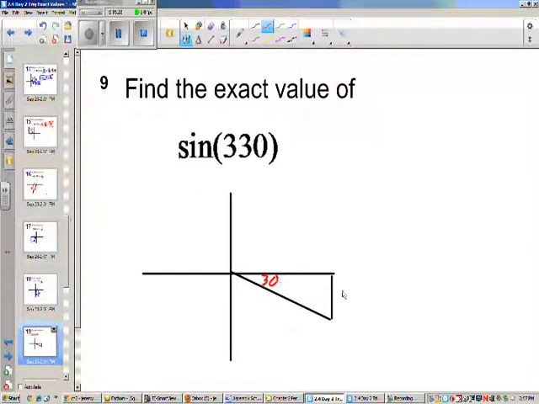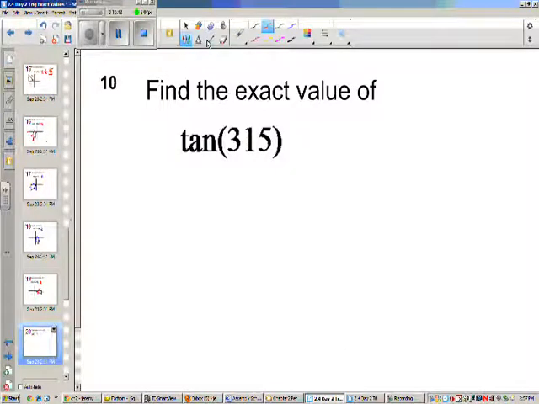And the opposite is going to be 1, 2, root 3. Now we'll check my negatives. That's positive, and that would go negative. So for my sine, I do opposite, which is negative 1, over hypotenuse, which is 2. All right, one more.